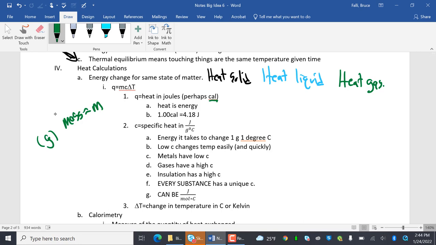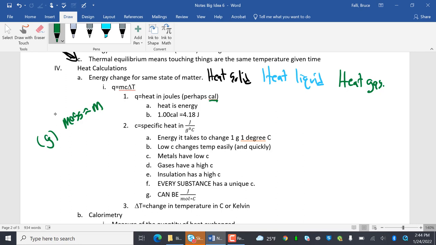A low specific heat changes temperature easily and quickly. Metals have a low specific heat. Gases have a high specific heat. Insulation has a high specific heat. Every substance has a unique specific heat. And delta T is the change in temperature in Celsius or Kelvin.